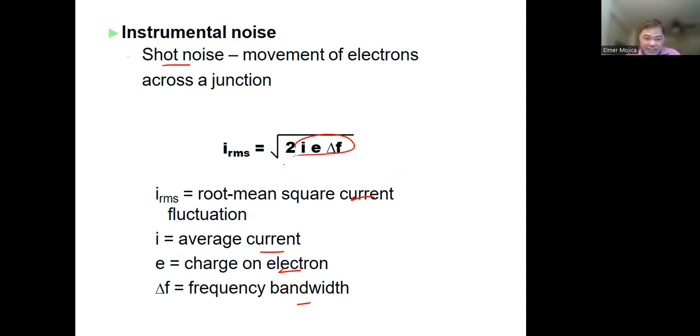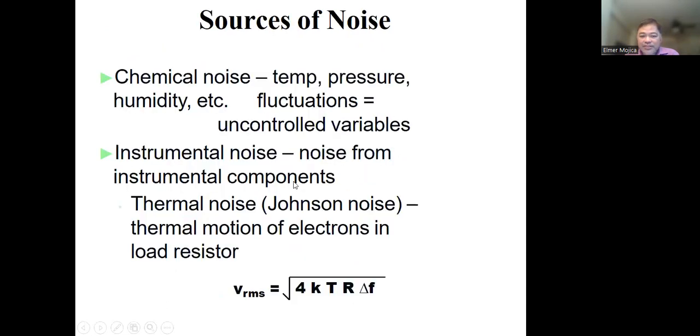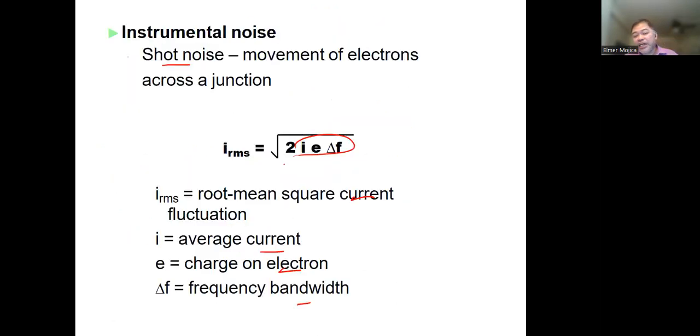So see the difference? This is current fluctuation and the other one is what? Instrumental voltage fluctuation. So bakit nagkakaroon ng current fluctuations dito sa shot noise? Okay? It is produced when electrons pass through a junction in a random motion, which highlights the quantized nature of the electron flow. Okay?